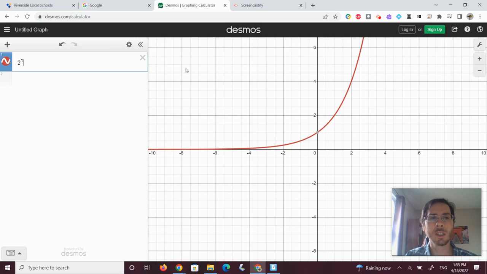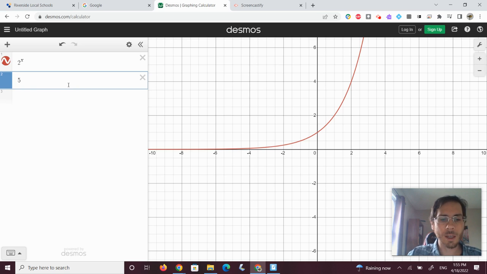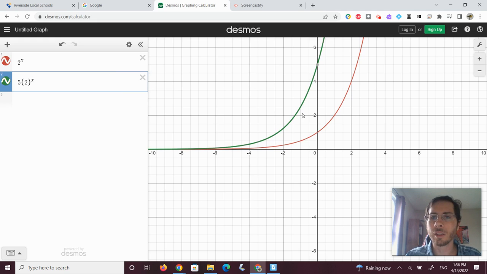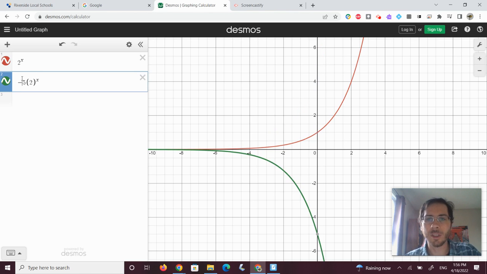If we start with 2 to the x, we can see what it looks like. And then if we put in 5 times 2 to the x, we can see we're going from 0, 1 and multiplying by 5 to get to 0, 5. And then if we want to flip it, we put the negative sign out front, and now we've flipped it upside down. We flipped it across the x-axis.